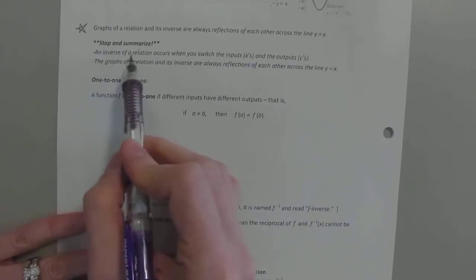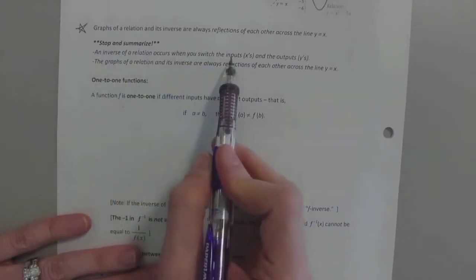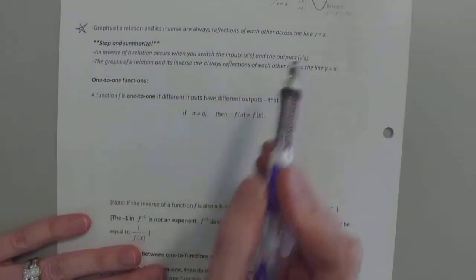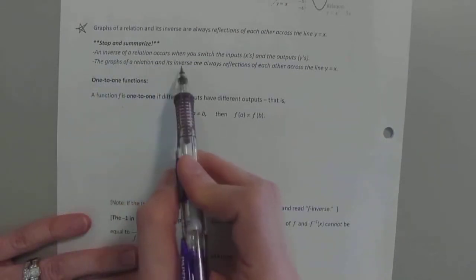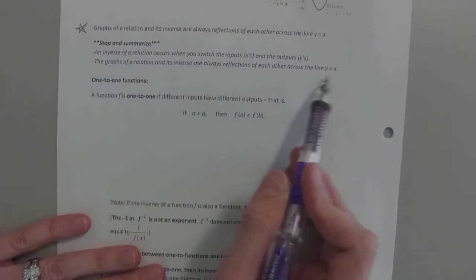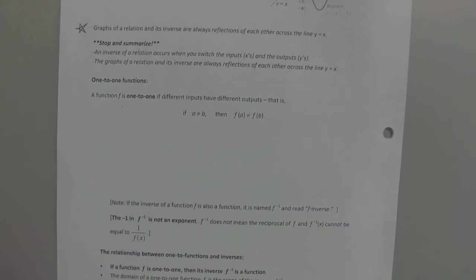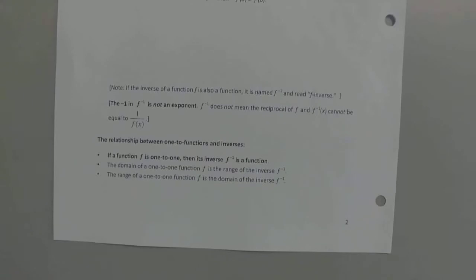So what have we learned so far? It says an inverse of a relation occurs when you switch the inputs x's with the outputs y's, and the graphs of the relation and its inverse will always be reflected about the line y equals x. So those are the 2 takeaway points. But again, we keep just using this generic term, relation, relation, relation. We care about functions. So let's talk about one-to-one functions.